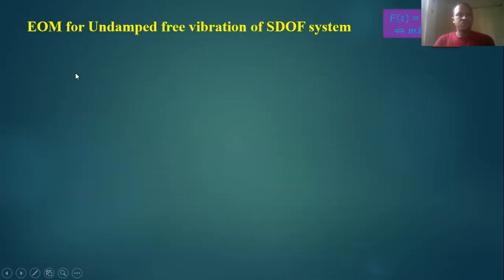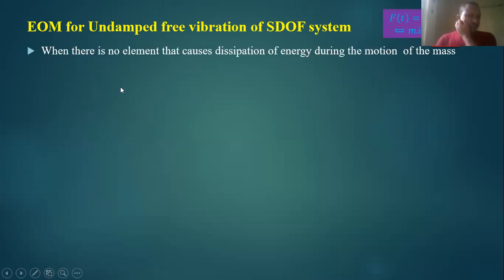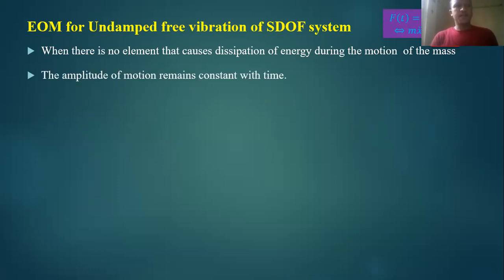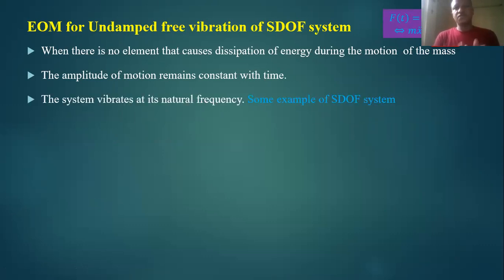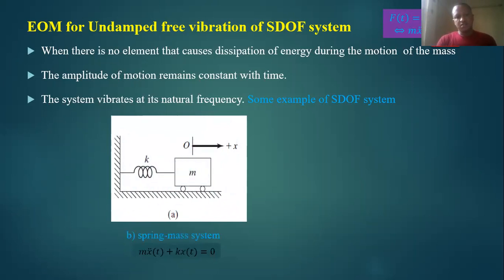Okay, so the equation of motion for the undamped free vibration case. When there are no elements that cause dissipation of energy, then during motion of the mass system, the amplitude of the motion remains constant with time. Actually, this is for the undamped free vibration case. The system vibrates at its natural frequency. This is one of the examples of undamped free vibration, a spring mass system where the equation of motion is given like this.